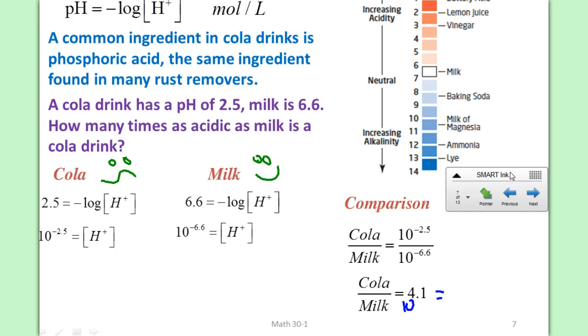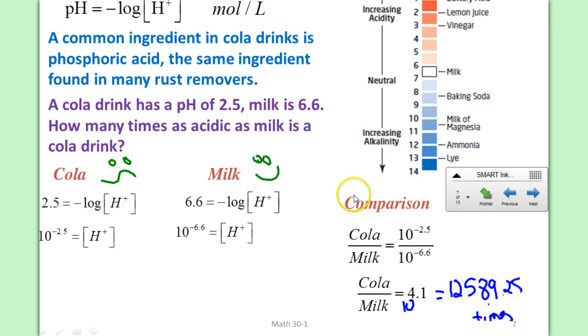So 10 to the 4.1, how many times more acidic? Well, 10 to the exponent 4.1, we end up with 12,589.25 times more acidic. So the cola is much, much, much more acidic than the milk, right?